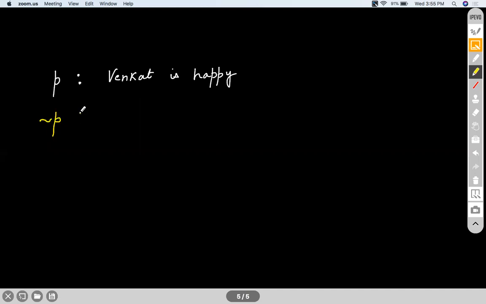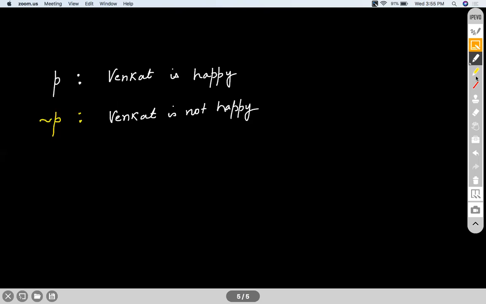Okay, so the negative of this statement. If I say Venkat is happy is a statement P, what is the negation of it? Venkat is sad, or Venkat is not happy, or it is not the case that Venkat is happy. So there are different versions of the same thing. You can write anything in the exam, or it is false that Venkat is happy. All those things can be written for it.